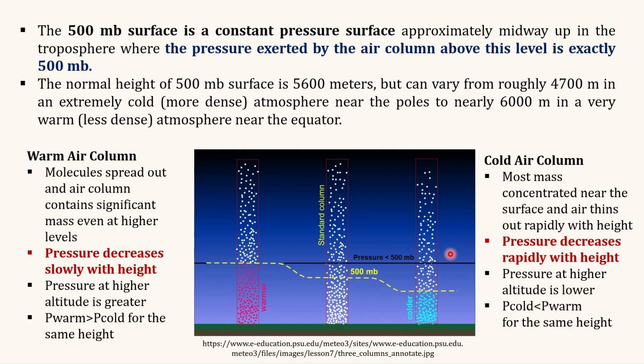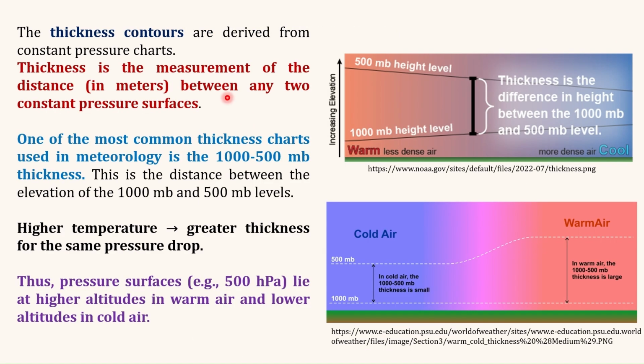So, for the same height, the atmospheric pressure in the warmer air column will always be more than the atmospheric pressure in the colder air column. Using the constant pressure chart, thickness contours are also prepared. Thickness is the measurement of the distance in meters between any two constant pressure surfaces.